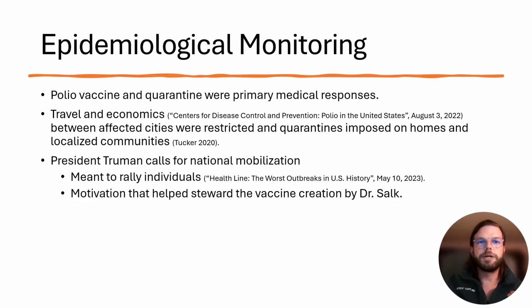In terms of monitoring, the polio vaccine and quarantine of those affected were the primary medical responses utilized to slow the spread of transmission. As shutdowns were not uncommon, the Centers for Disease Control and Prevention reported that travel and economics between affected cities were restricted at times by local officials, and quarantines were imposed on homes in localized communities where polio cases were diagnosed.